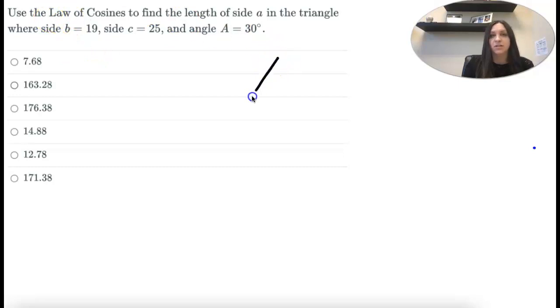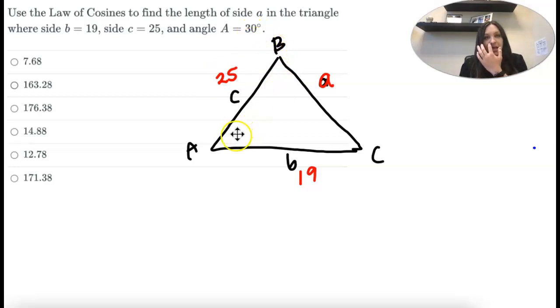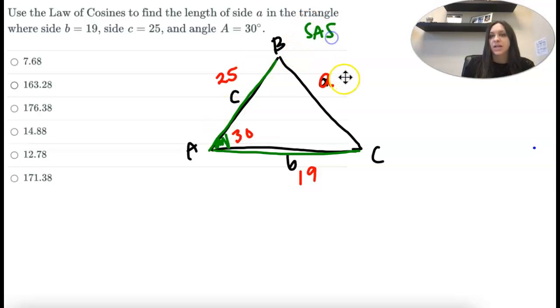Use Law of Cosines, it says, to find the length of side A. So here's my triangle, ABC, and then side lengths, lowercase abc. So we're trying to find A, where B is 19, and C is 25, and angle A is 30. So this triangle is side, side, and then we have the included angle, the angle that makes up from those two sides. So that's side angle side.